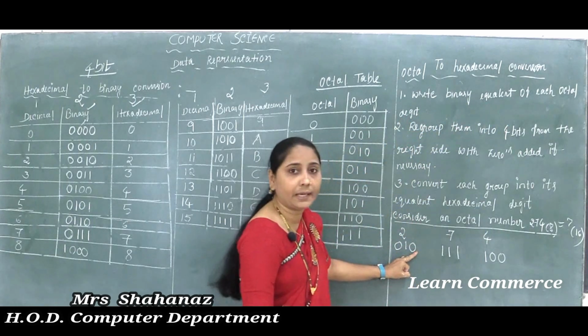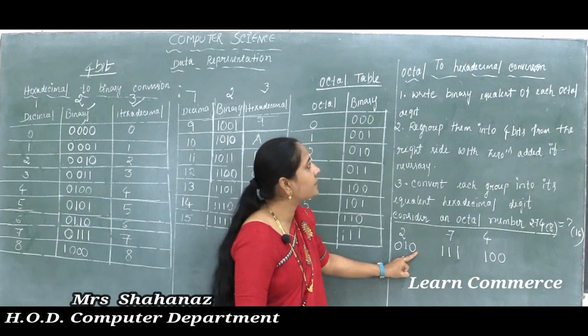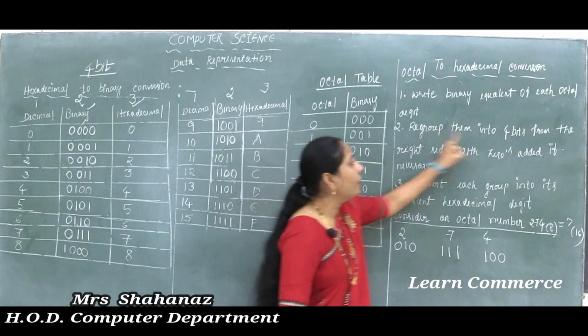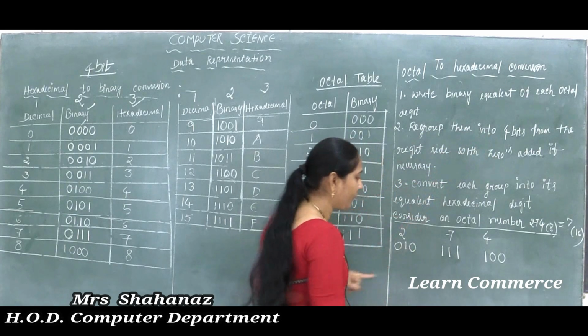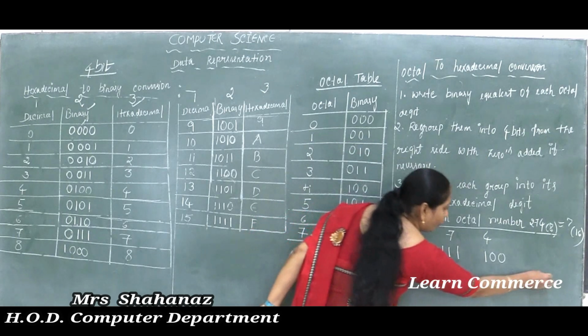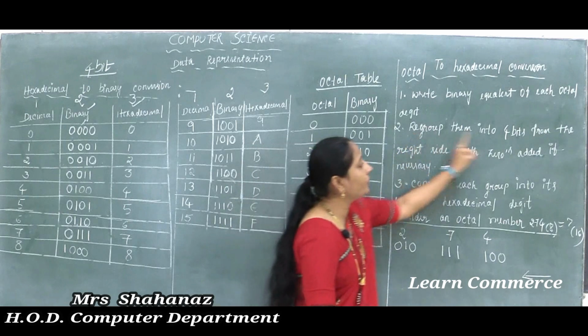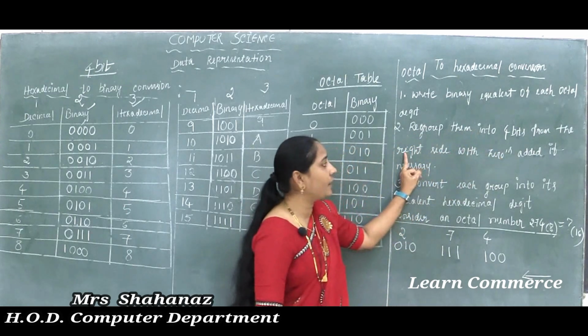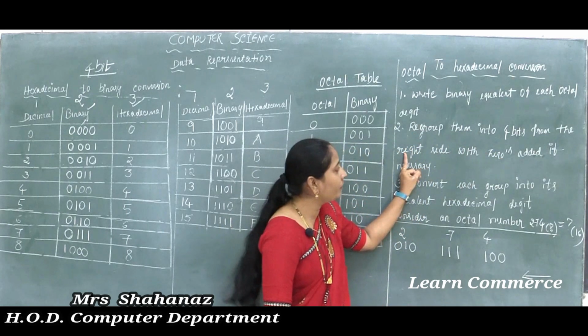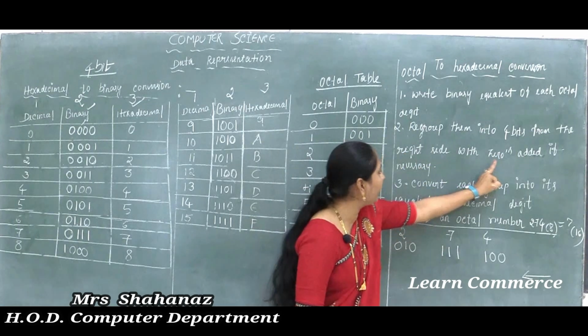I already completed the first step. Now let's do the second step here: regroup them into 4 bits. So how many bits do we need to make? We need to move from the right side, correct? Regroup them into 4 bits from the right side. Clear this point here? From the right side with zeros added if necessary.